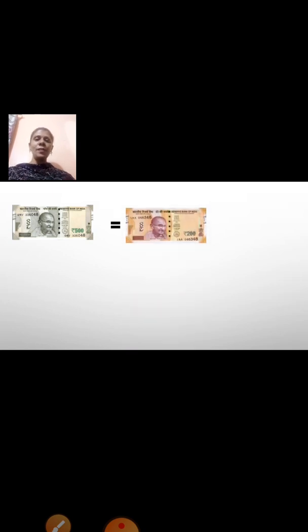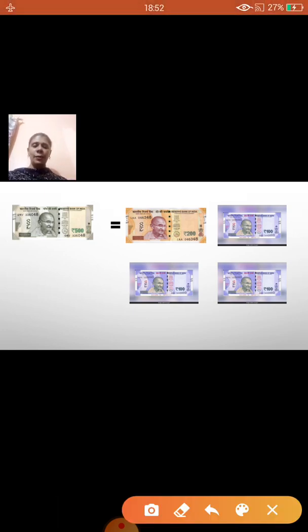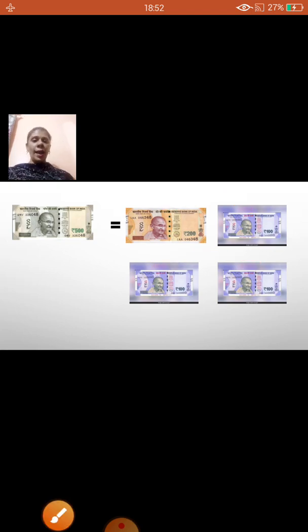Let us see. Okay, one 200 rupee note, one 100 rupee note, one more 100 rupee note, and one more 100 rupee note. That means how much? Let us calculate. 200 plus 100 will be 300. 300 plus 100, 400. 400 plus 100, 500. That means one 200 rupee note and three 100 rupee notes will make 500 rupees.